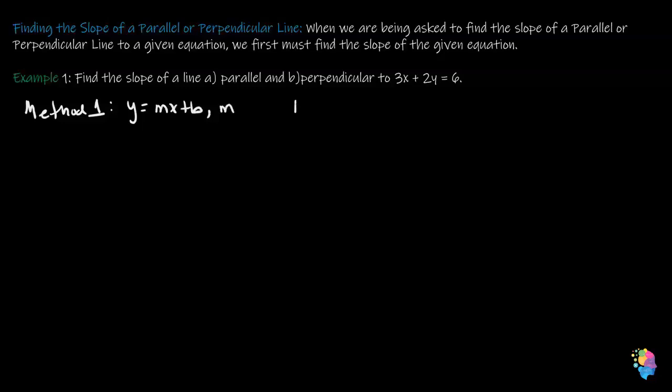The second is using the standard form, where the slope is given by -a over b. We're going to try both. So we begin with our equation. The equation that is being given to us is 3x plus 2y is equal to 6.